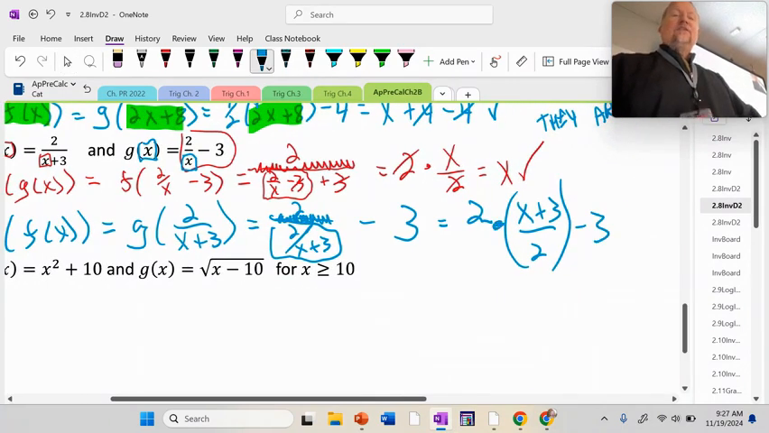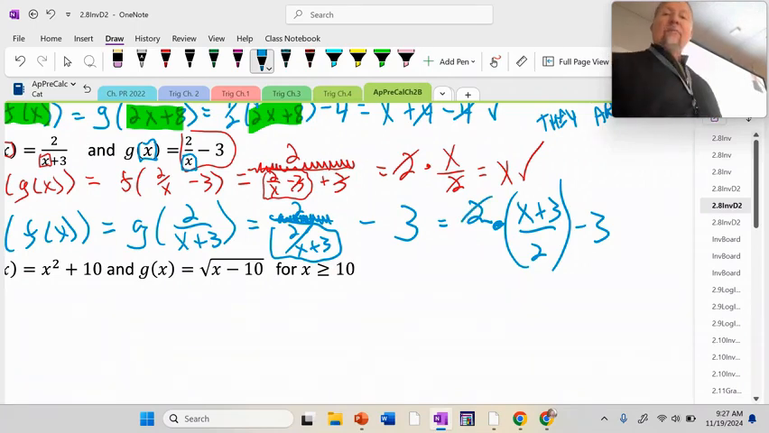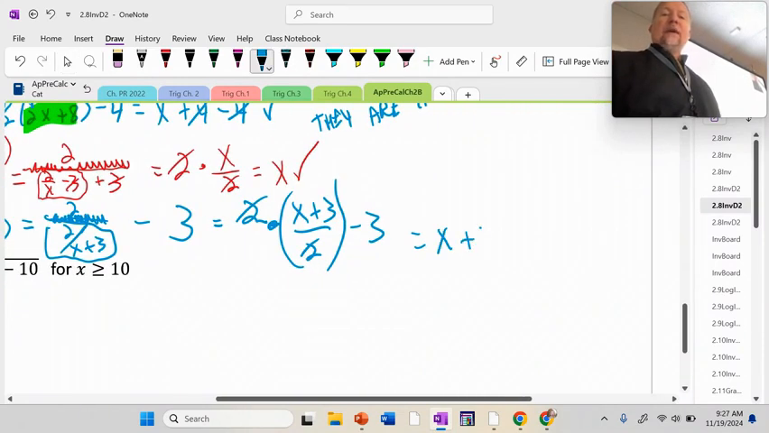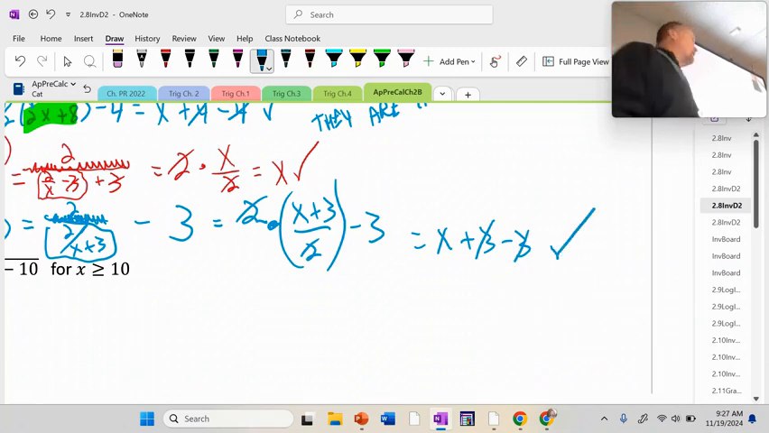And then what happens to the 2's? They cancel. And then you would have x plus 3 minus 3, which is what, everyone? X. Now watch how fast the last one is. This is the worst one.